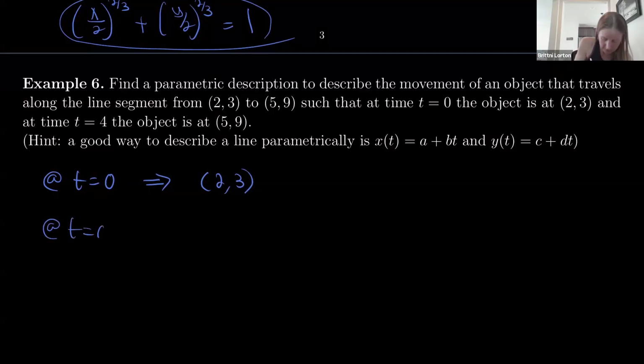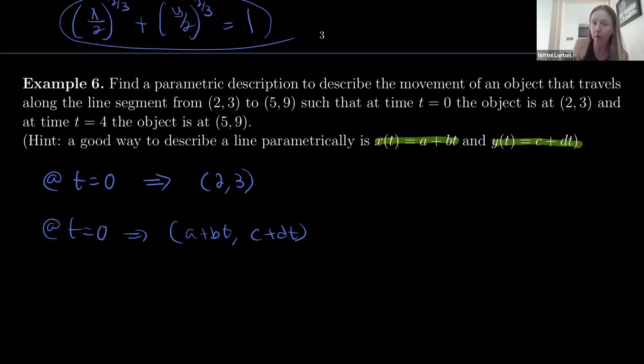At time equals 0, what is my ordered pair? Well, let me write it nice and clear. My ordered pair is (a plus b times t, c plus d times t), and I'm going to highlight that. All I did is rewrite those equations as an ordered pair. You can always write an ordered pair out of the x equation and the y equation as (x, y). Then I'm going to set that equal to (2, 3).